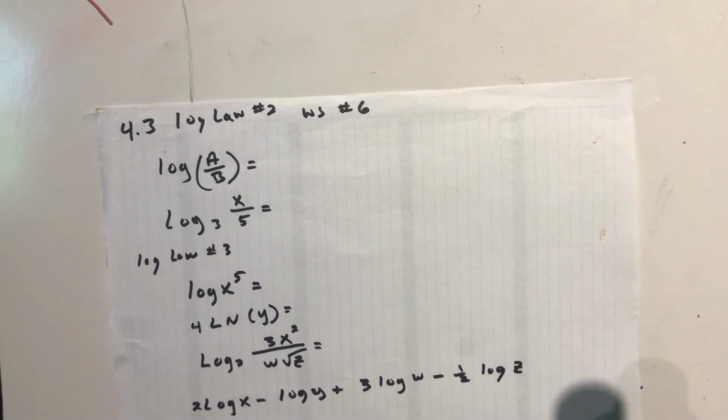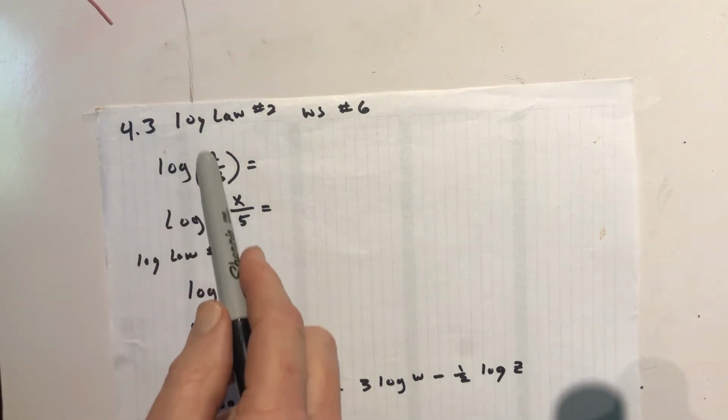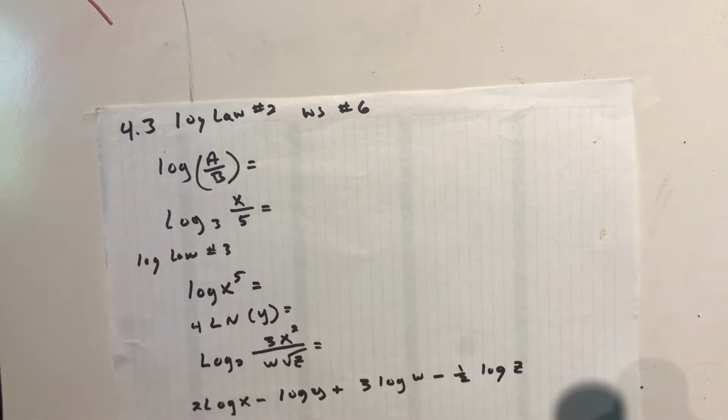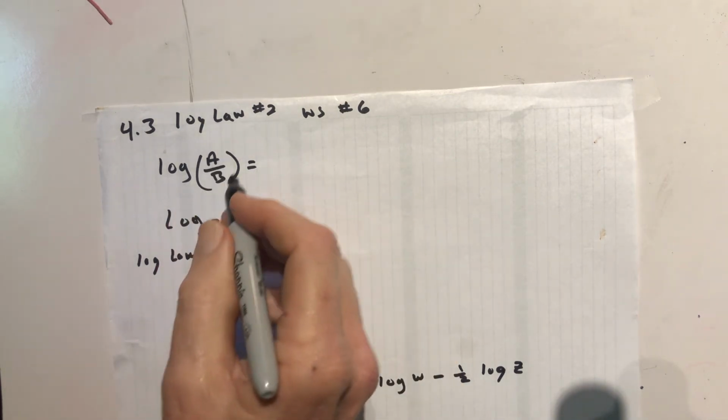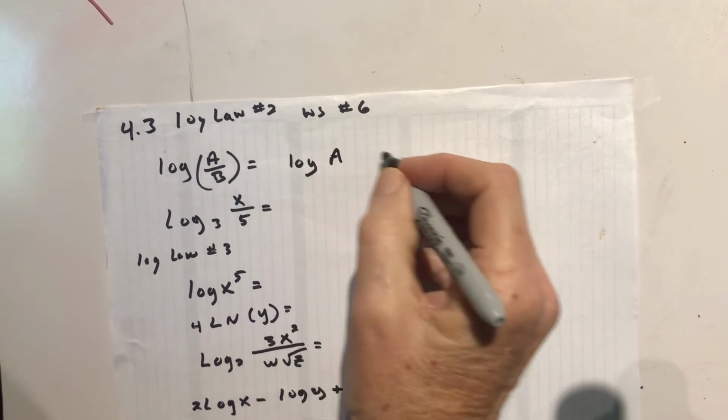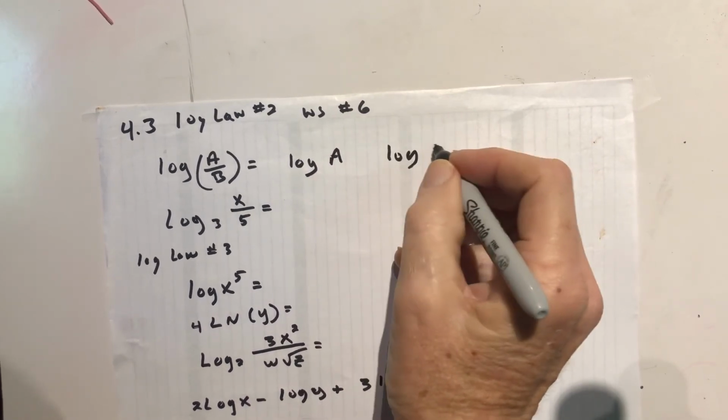Right, the previous worksheet was on log law number 1. This one we're going to do 2 and 3. Log law number 1 was if it was A times B, we would go log A plus log B. But when they're divided, we're going to separate it into 2 logs. So it's going to be log of A and log of B.